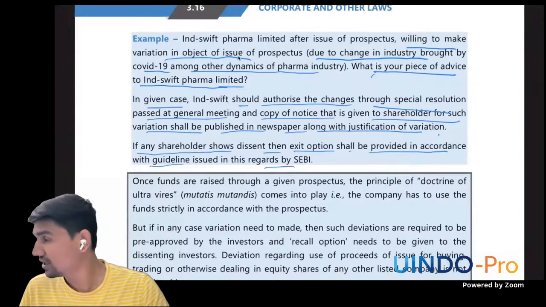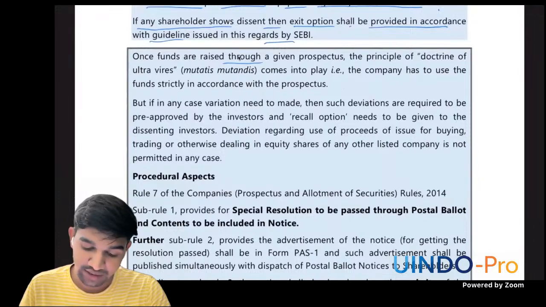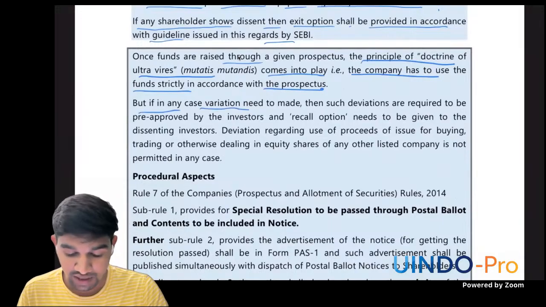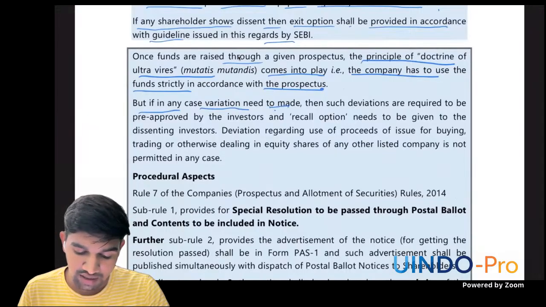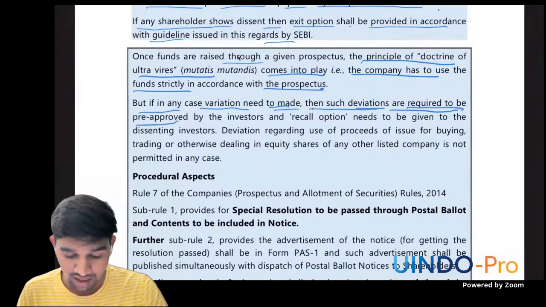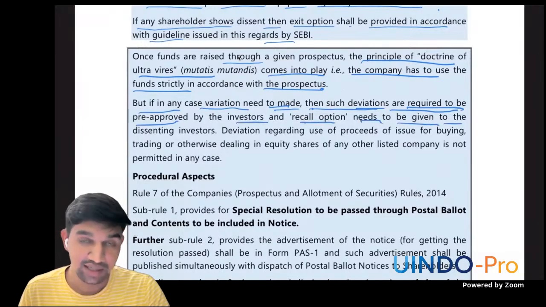Now, once funds are raised through a given prospectus, the doctrine of ultra vires, mutatis mutandis, comes into play. The company has to use the funds strictly in accordance with the prospectus. But if in any case variation needs to be made, then such deviations are required to be approved by the investors, and a recall option needs to be given to the dissenting investors.